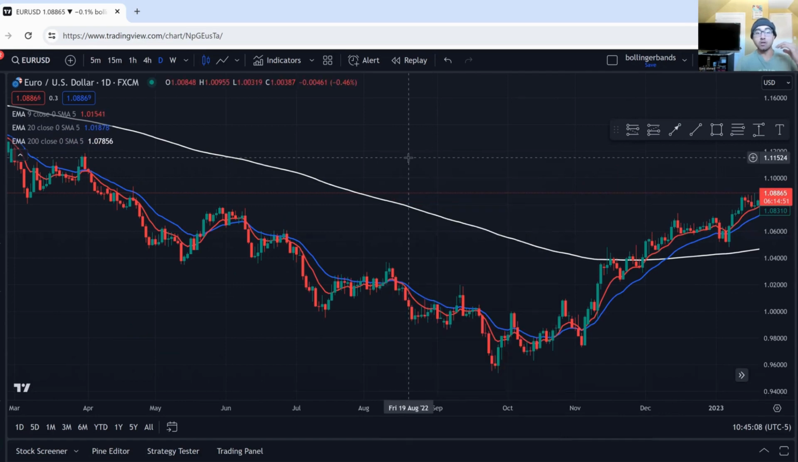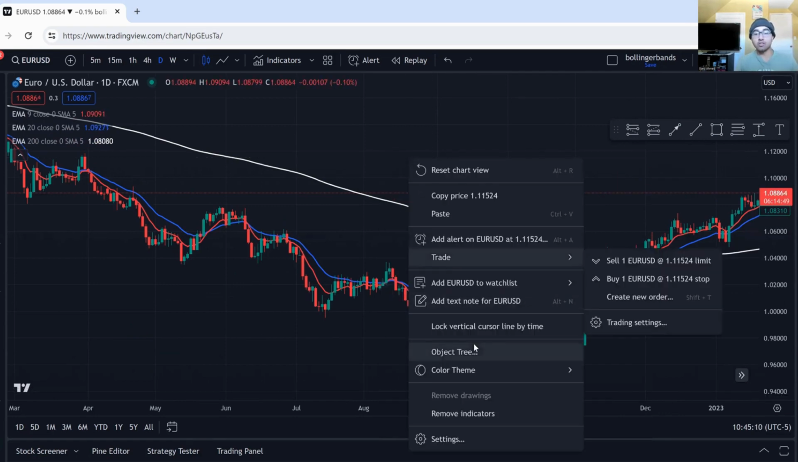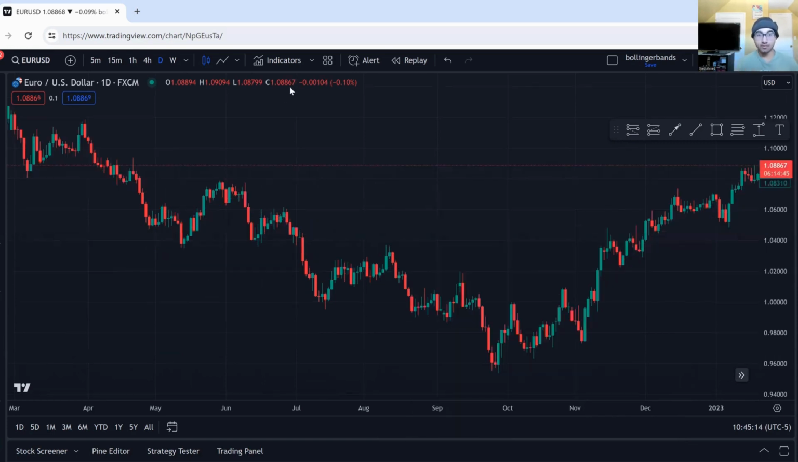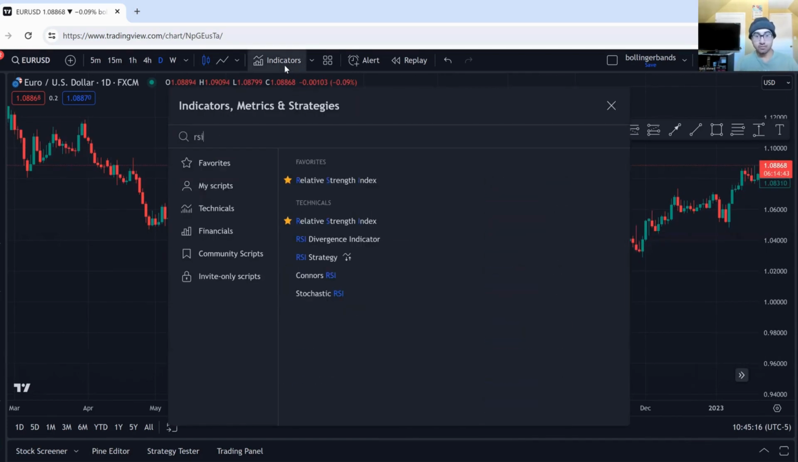It's very simple, right? Just look at the EMAs. Are they below each other? Are they above each other? You can tell the trend, right? Very simple. Let's look at RSI for a second.